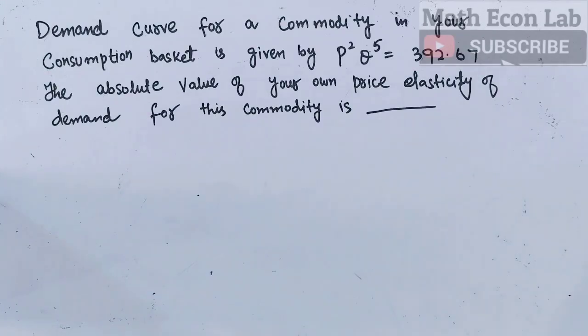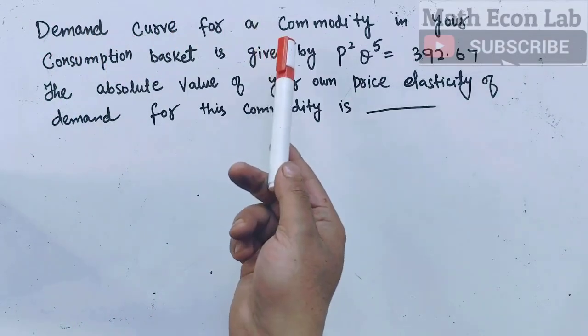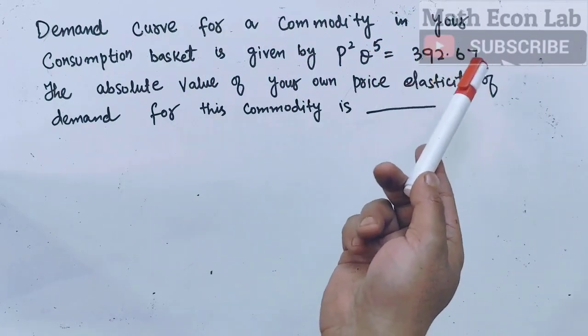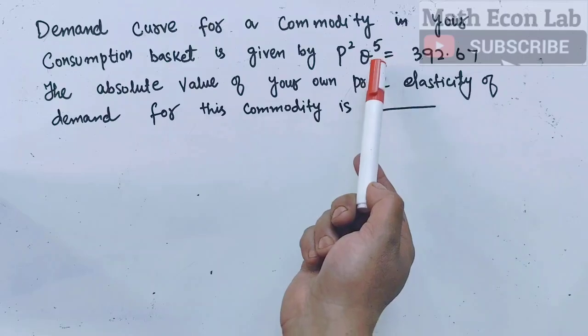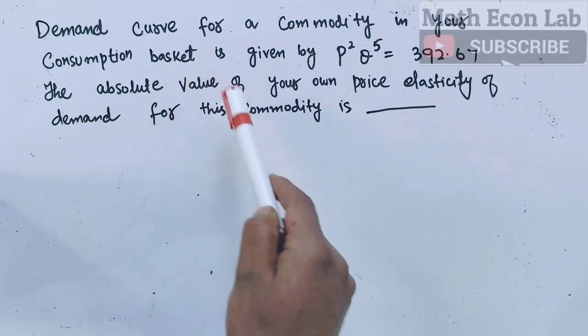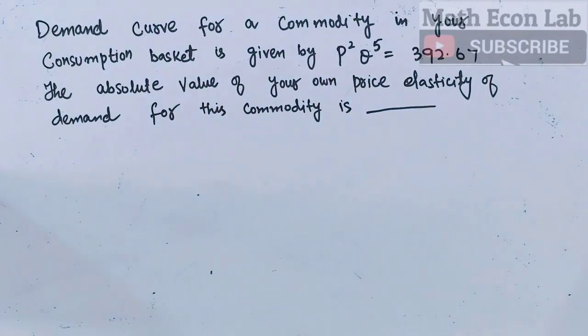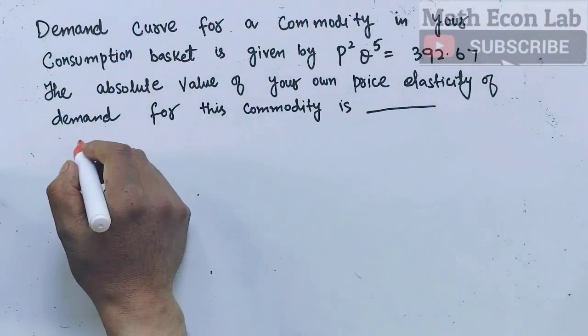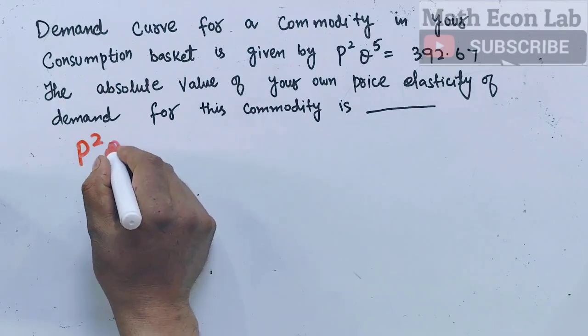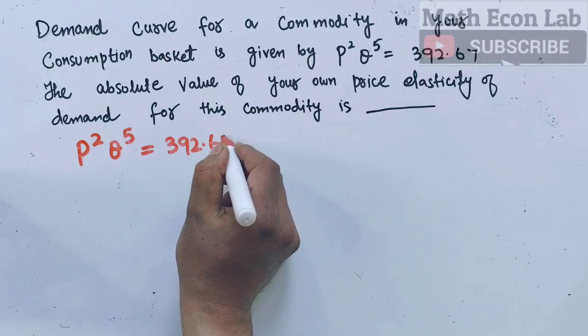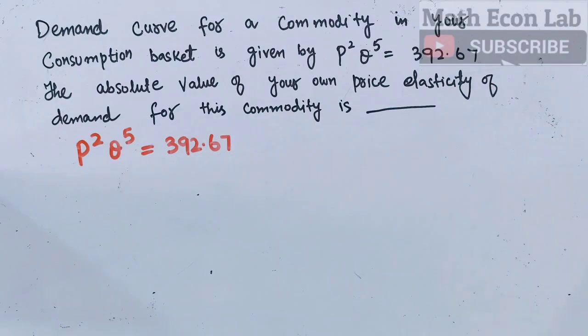The question is to find out the absolute elasticity of demand from the given demand function. The question is, demand curve for a commodity in your consumption basket is given by p square q raised power 5 is equal to 392.67, where p denotes the price, q is the quantity. The absolute value of your own price elasticity of demand for this commodity is what we are supposed to find out. So we are being given the demand function as p square q raised power 5 is equal to 392.67. We need to find out the elasticity of demand.